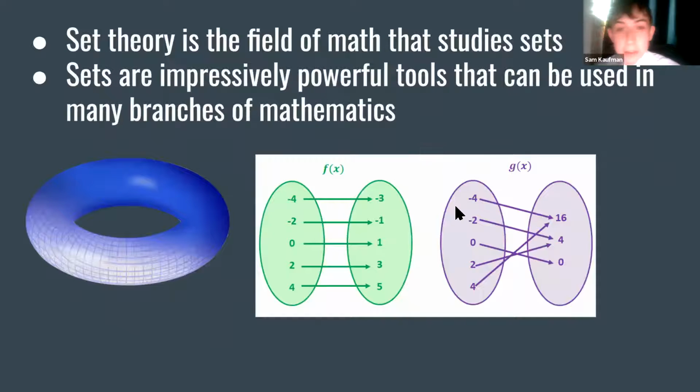It's kind of a simple concept at first, but it's a really powerful tool. Set theory is just studying these sets and what they can do. It can do a lot of things, and it also underlies a lot of other fields of mathematics. Here, this donut shape is called a torus. It's a shape that comes up in a field of math called topology, and set theory underlies a lot of topology.